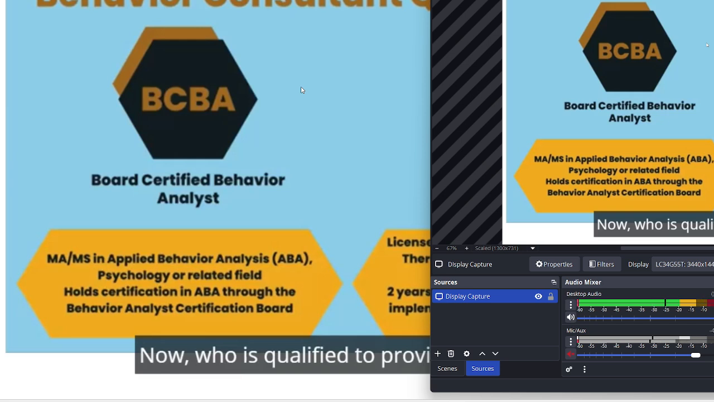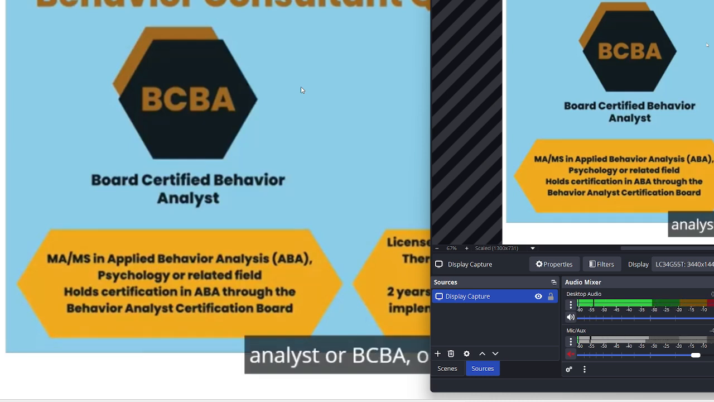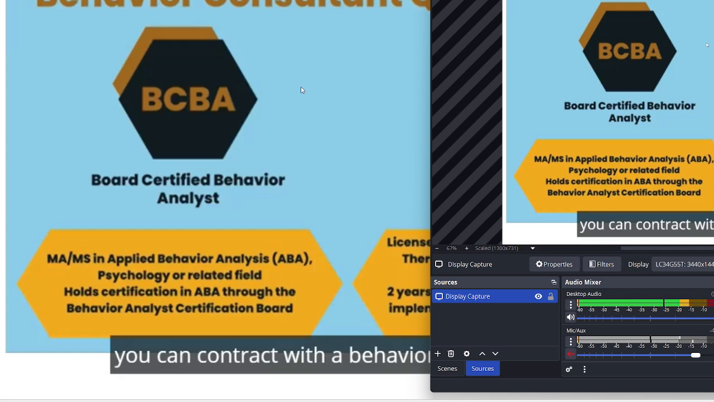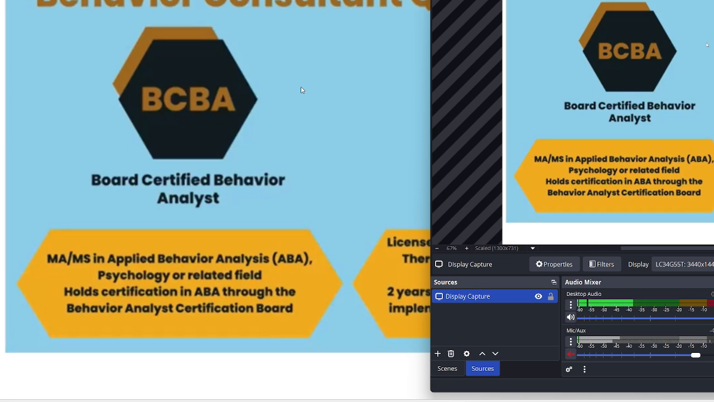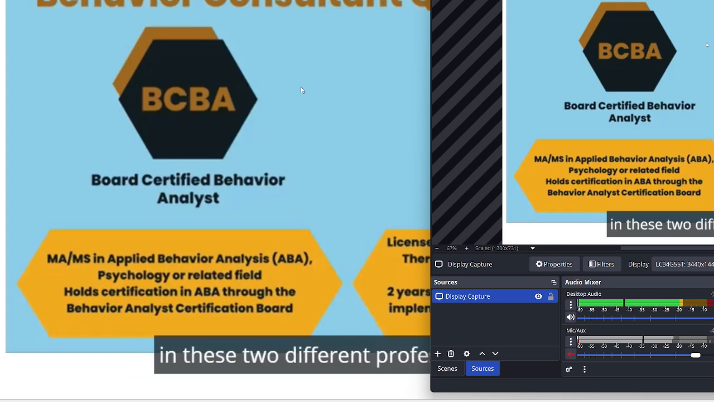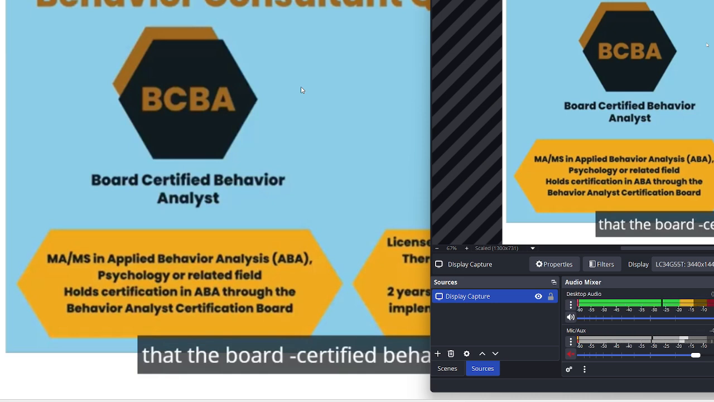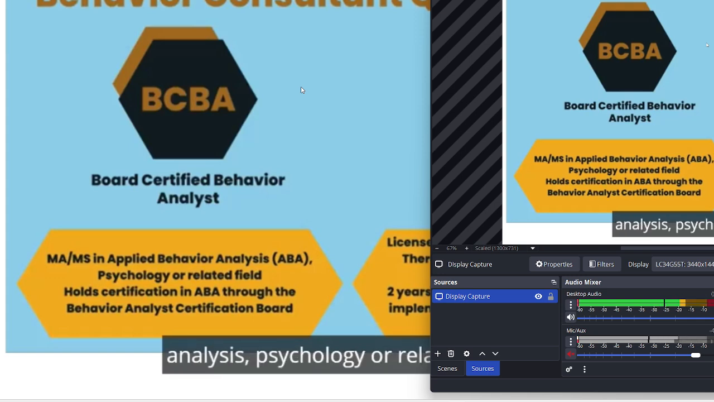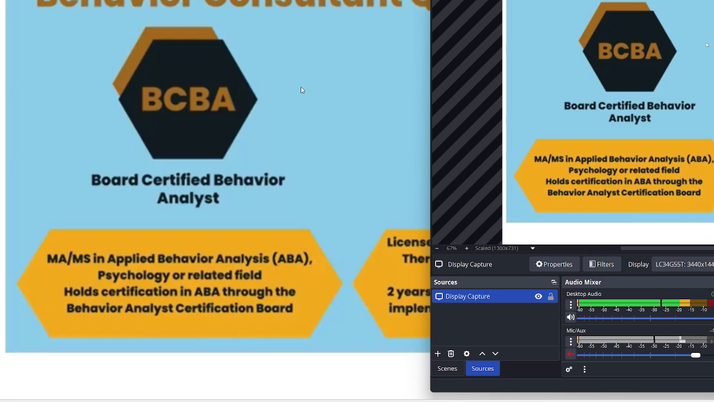Now, who is qualified to provide behavior consultation? You have 2 primary options here. You have either a board certified behavior analyst or BCBA, or you can contract with a behavior management consultant. As you can see here, the primary difference in these 2 different professionals is that the board certified behavior analyst has a master's in applied behavior analysis, psychology, or related field, and also holds a national certification in ABA through the Behavior Analyst Certification Board.